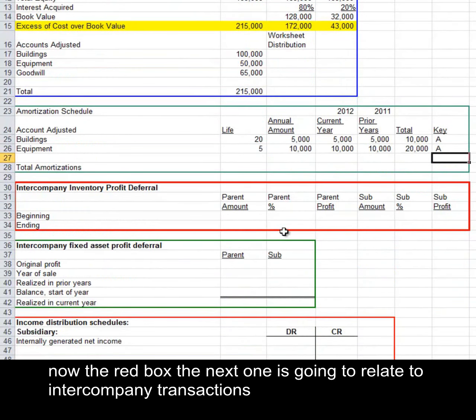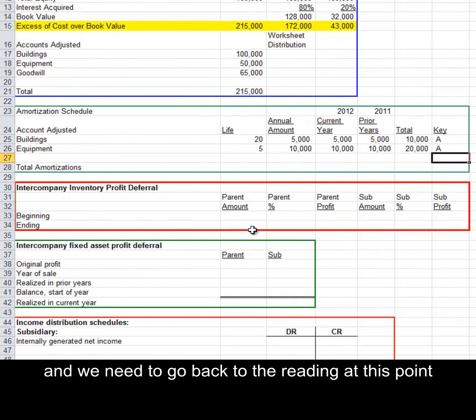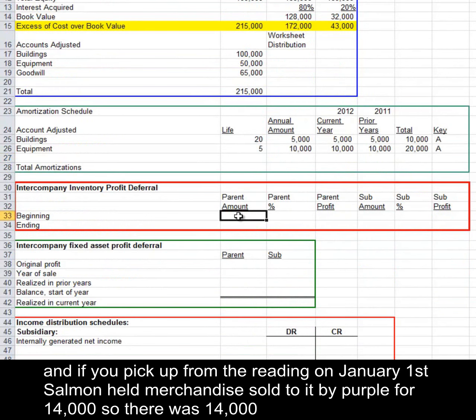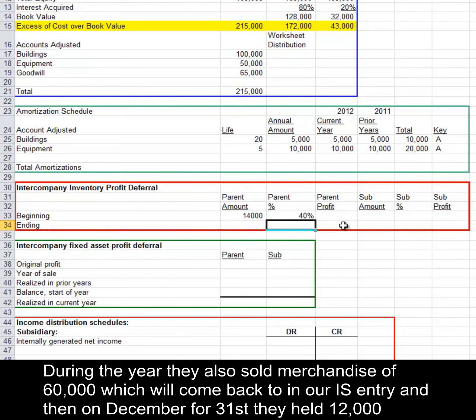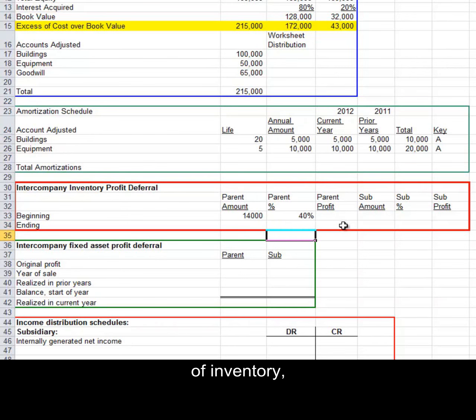Now the red box, the next one, is going to relate to intercompany transactions. And we need to go back to the reading at this point. And if you pick up from the reading, on January 1st, Salmon held merchandise sold to it by Purple for $14,000. So there was $14,000 at a percentage of 40% is the applicable gross profit given there in the text. During the year, they also sold merchandise of $60,000, which we'll come back to in our IS entry. And then on December 31st, they held $12,000 of inventory.